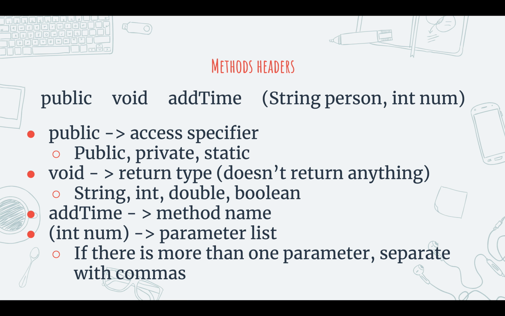So if it's void, it can just simply have return semicolon, or you don't even need the return statement in that case. Or if you have a value there, such as string, integer, double, boolean, then we need to have a return statement that reflects that value. And we're not confined to these simple values. We can return objects for that matter.